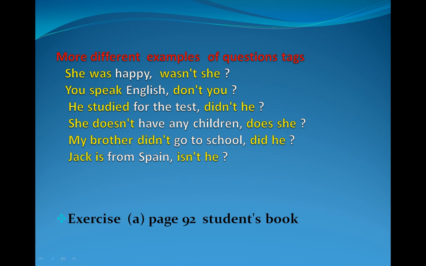Please go back to your student's book on page 92. There is an exercise A.